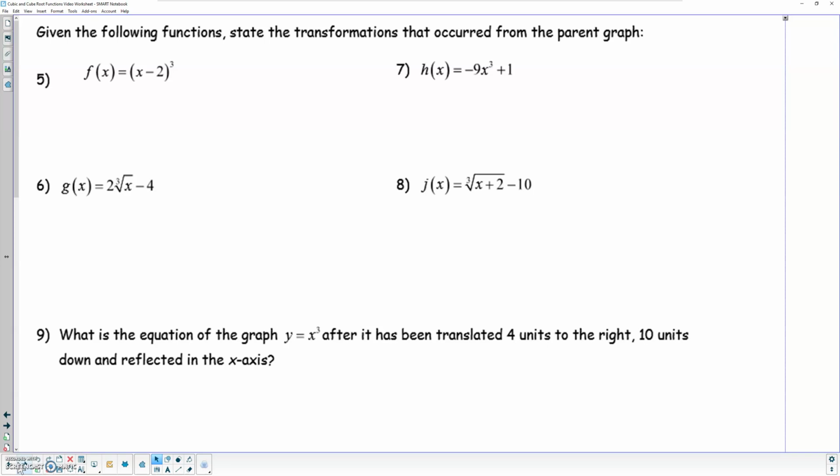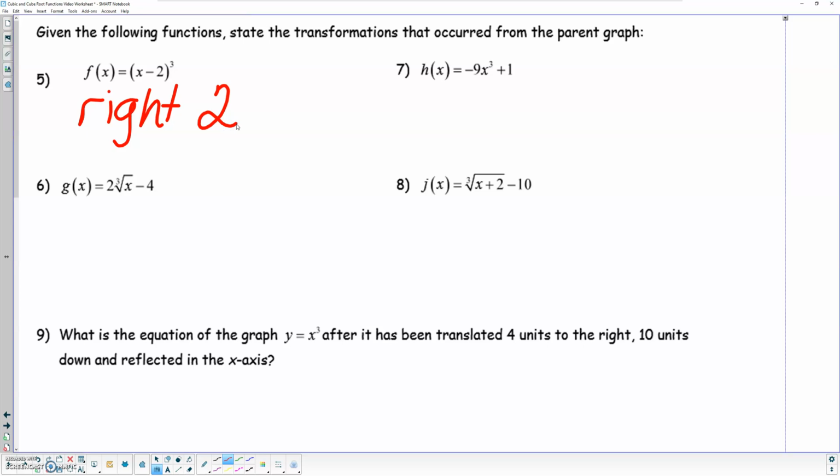Okay, so in numbers 5 through 8, it says state the transformations that occurred. This is where you want to know your transformation rules. And again, if you forget them, you could look at your calculator to help you. In number 5, we're subtracting 2 inside the parentheses or inside the function's argument. So when you subtract 2 inside the function's argument, you're moving to the right 2 units.